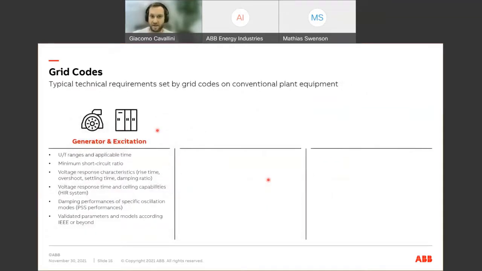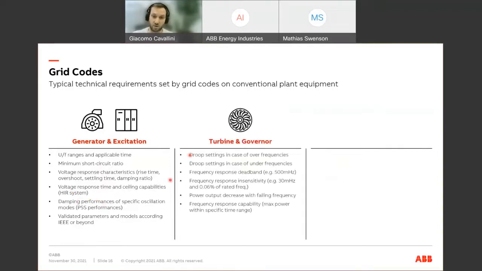Here are some typical technical requirements set by the grid codes, especially on conventional units. For example, they concern generator excitation, and talk about voltage and frequency ranges for a specific time, the minimum short circuit ratio of a synchronous machine, and how fast the voltage response of the system should be, for example rise time, overshoot, and settling time. They also cover whether the voltage regulator needs to be a HIR system, a high initial response excitation system, and which kind of damping performance the system must have. It also goes on to the turbine and governor, of course.